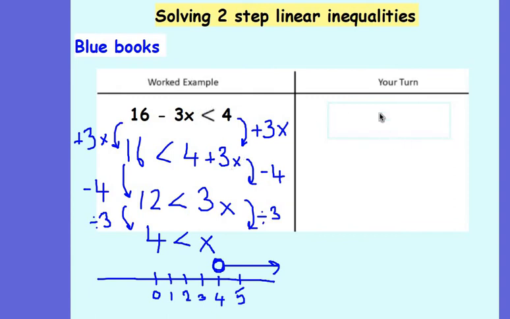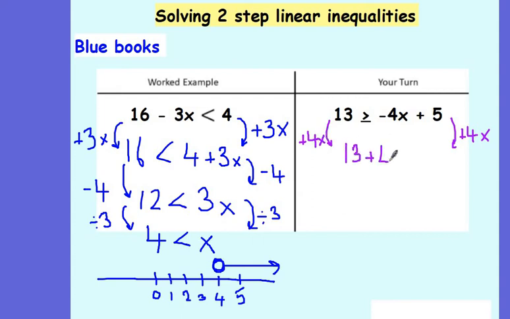In your dark blue books, Year 8, please pause the video and have a go at this example in exactly the same way. Let's go through the answer. I'm going to make my life easy. I'm going to add 4x to both sides. This leaves me with 13 plus 4x is greater than or equal to 5.